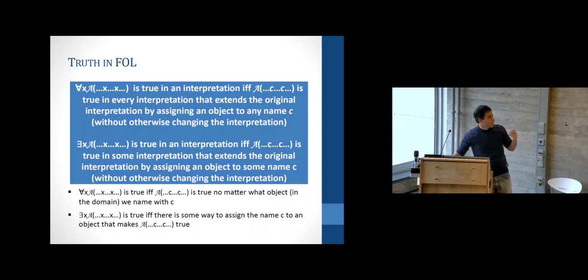Okay. The idea: for all x, A(x) is true if A(c) is true, no matter what object in the domain we name as c, and there exists x, A(x) is true if there is some way to assign a name c to an object. Okay.